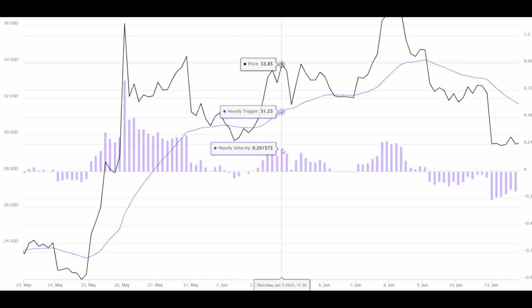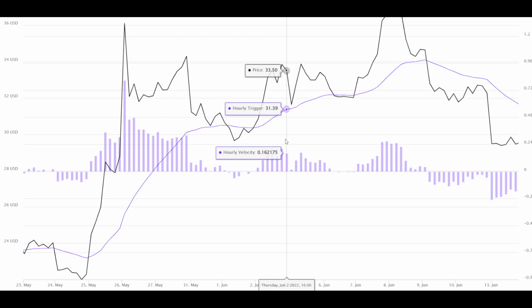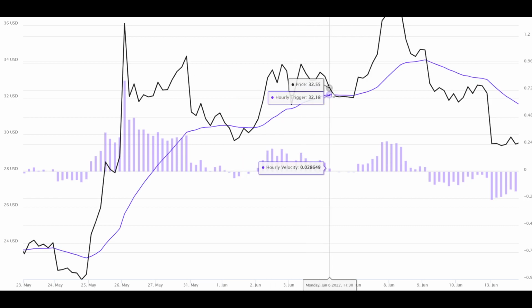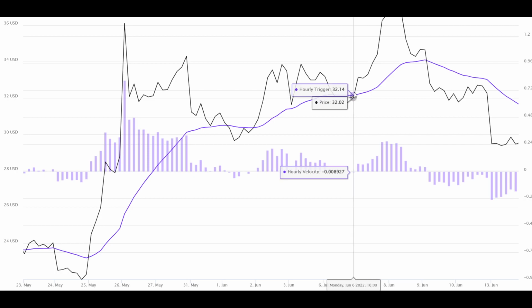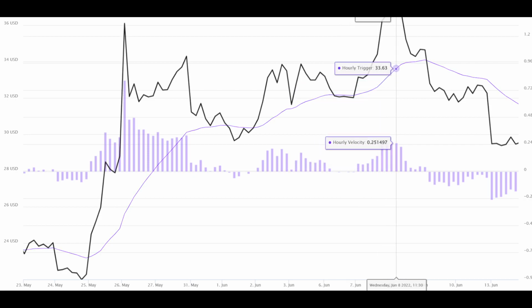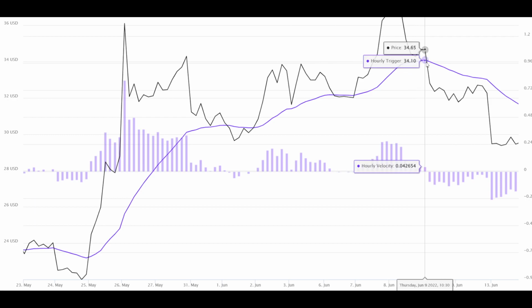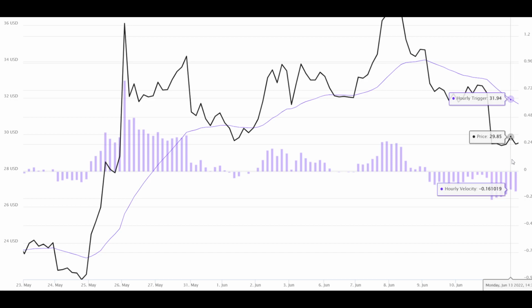Now here we have a 0.2 reading, and here we have a 0.16. And so what does that tell me? That tells me, okay, since we have good hourly velocity, if price would sell back down to the hourly trigger, I want to buy that dip. I don't want to sell. That's where I want to buy, because I know with good hourly velocity, the hourly trigger is going to act as a support level. And so price sells down to the hourly trigger. Sure enough, bounces right off. Here, holds the hourly trigger this entire period before lifting back up. And this is when over here we sell through the hourly trigger with 0.04 hourly velocity, and that's when the move to the downside starts.